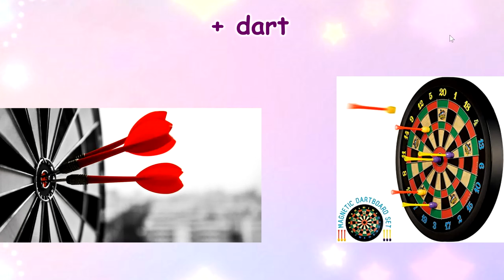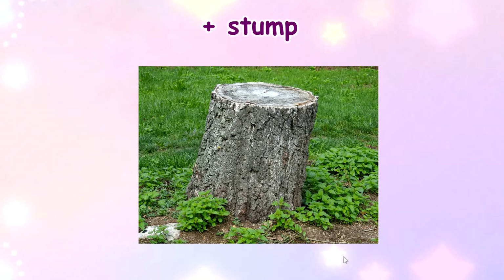Now I'll give you some extra words related to the sentences I'm gonna read for you later. Read, please. Dart. Each one of these is a dart, and this is a dart board. It's a game that you know. Dart. And this is a stump. After they cut a tree trunk, a stump is left because it's rooted in the ground. Stump.